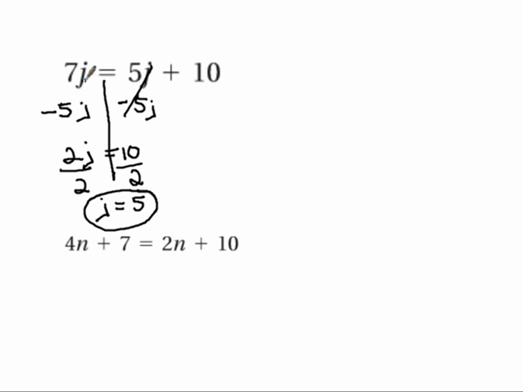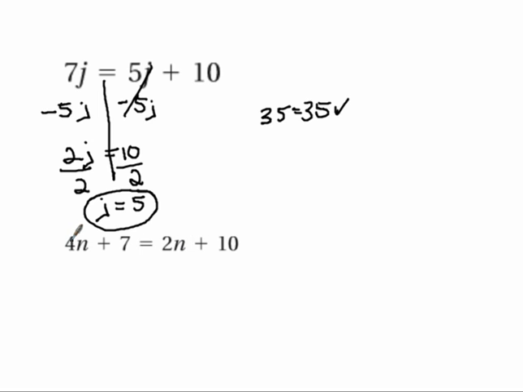If you plug this back in, it should work out the same. 7 times 5 is 35, and 5 times 5 is 25, plus 10 does equal 35. So I did come up with the correct answer here. All right, go ahead and pause the video and try to work this out for yourself, and then rejoin me when you're ready.